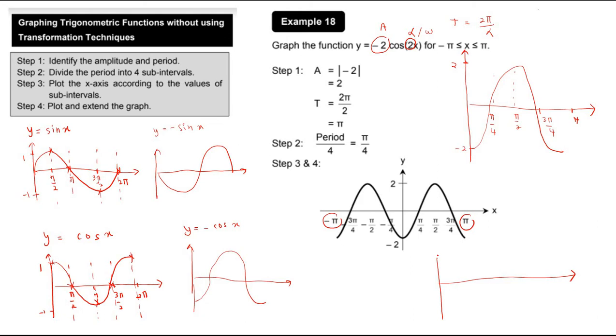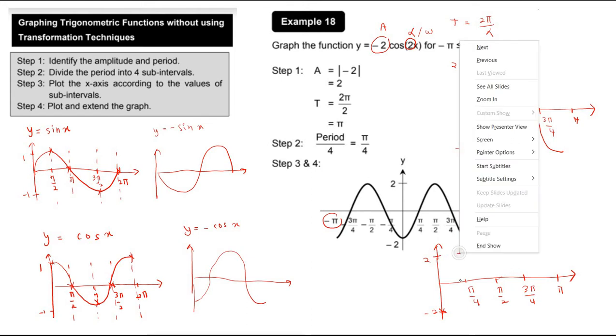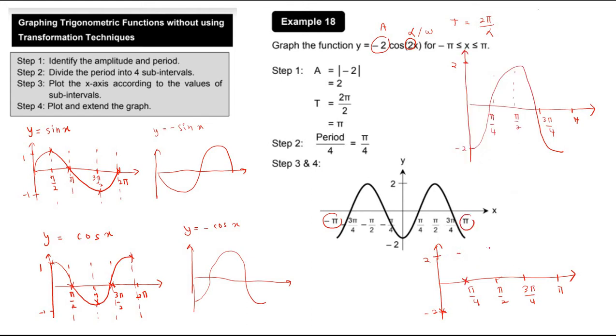Or, you can start from plotting. So, 2, negative 2, plot pi over 4, pi over 2, 3 pi over 4, pi. So, we know the shape of graph negative cos, starting from here, here. And now here, naik. And then here, turun, turun. And then extend. And this is your graph until pi. Next, do another one until negative pi. And that is the answer.